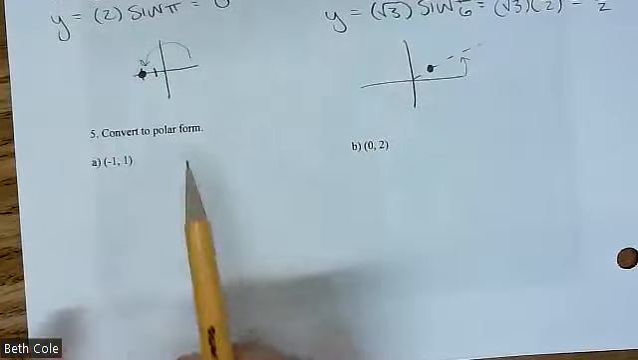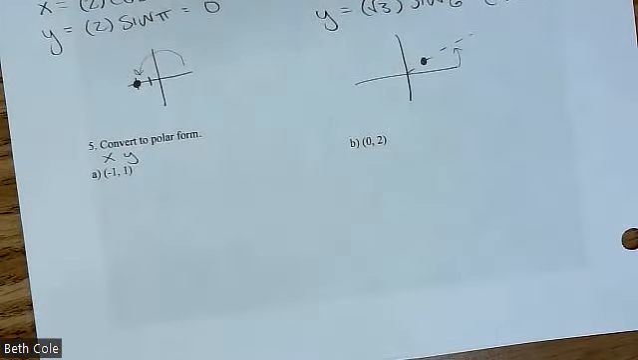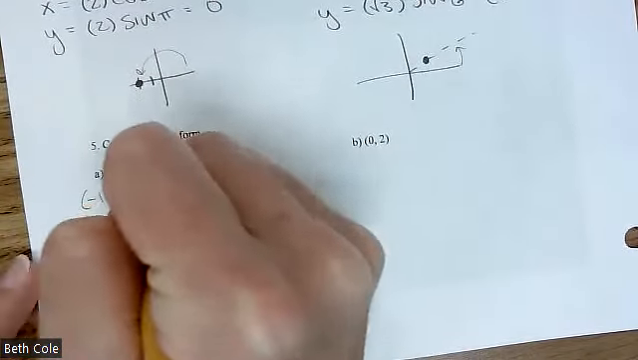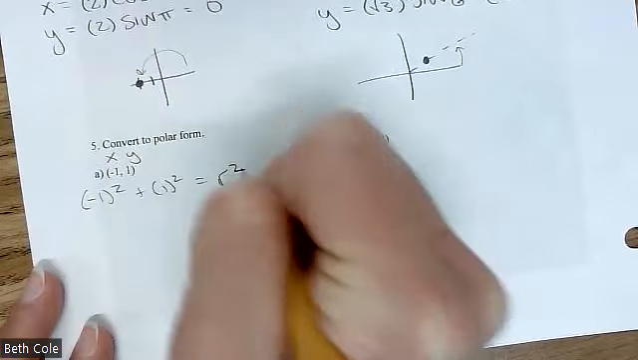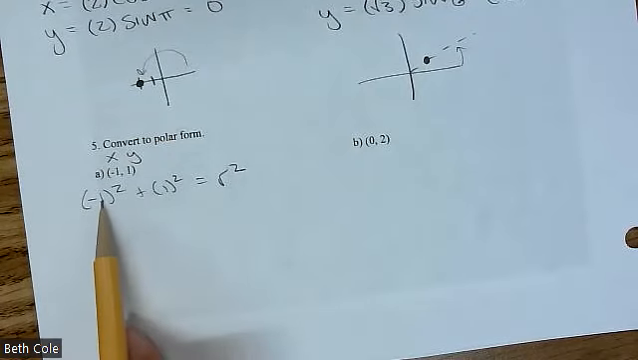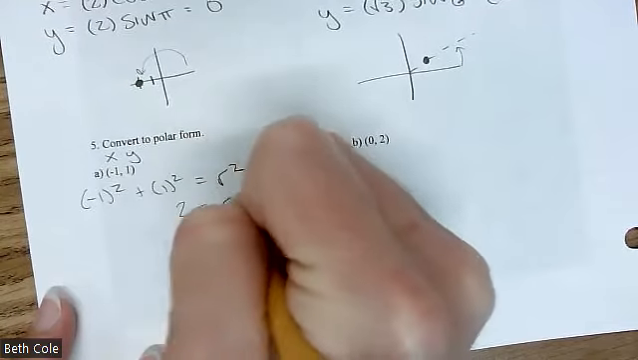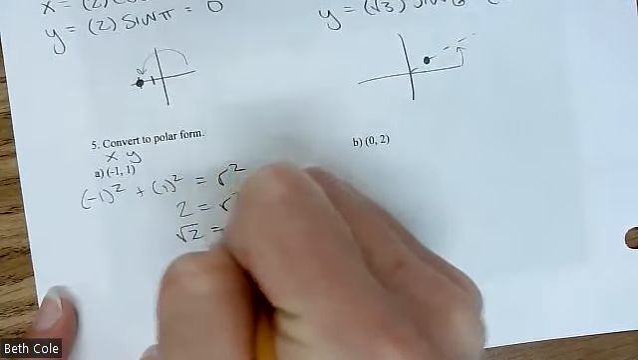Now we're gonna do it the other way around. We have X and Y, we're gonna convert it to polar. So we need R and we need theta. Those are the two things that we're trying to find. So what would we do to get R? Let's find R first. Good, it'll be -1 squared plus 1 squared equals R squared. So this is going to turn positive. So 1 plus 1 is 2 equals R squared. And so you would square root that.